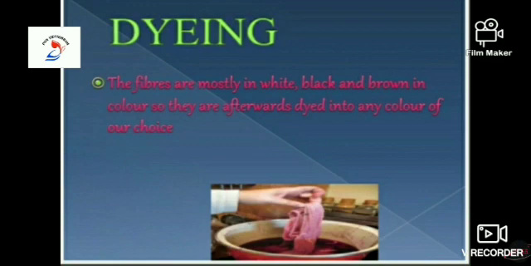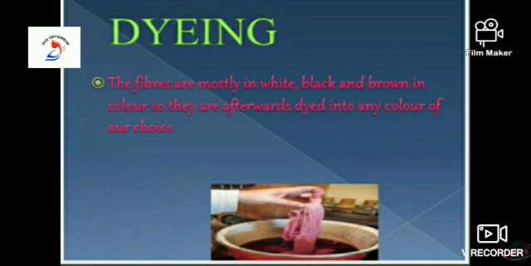Next step is dyeing. The fibers are mostly white, black and brown in color, so they are afterwards dyed into any color of our choice. As the natural color of the fleece is white, brown or black, the sheared wool is dyed in different colors. So this dyeing process is important in order to get people attracted towards the color.